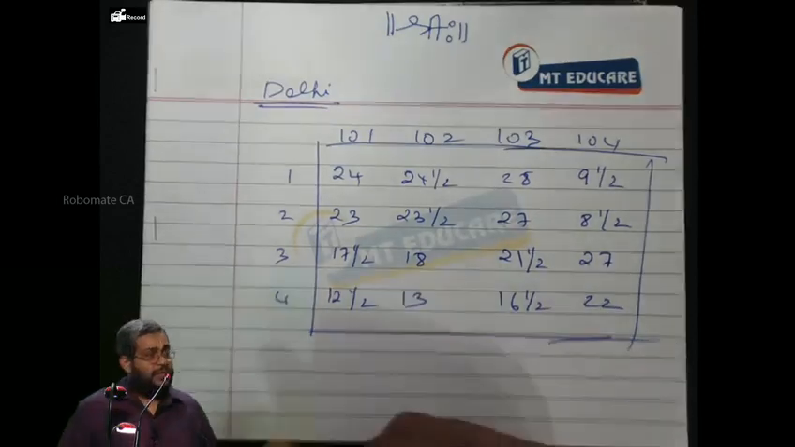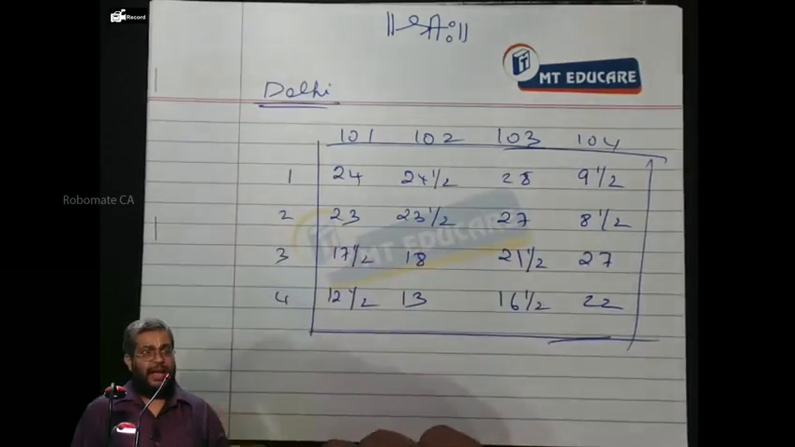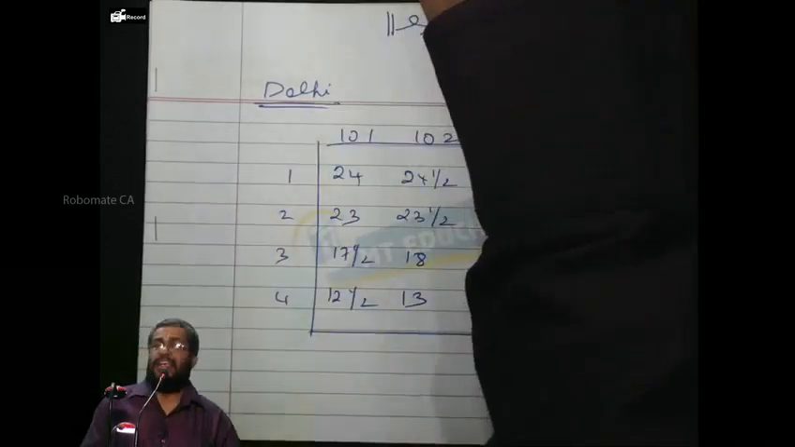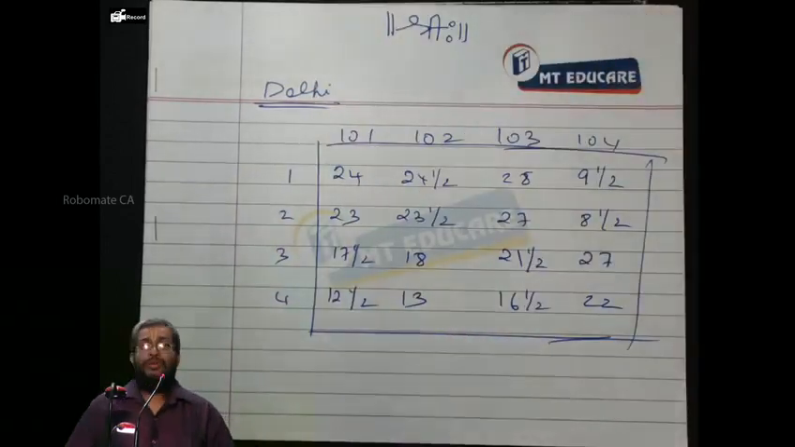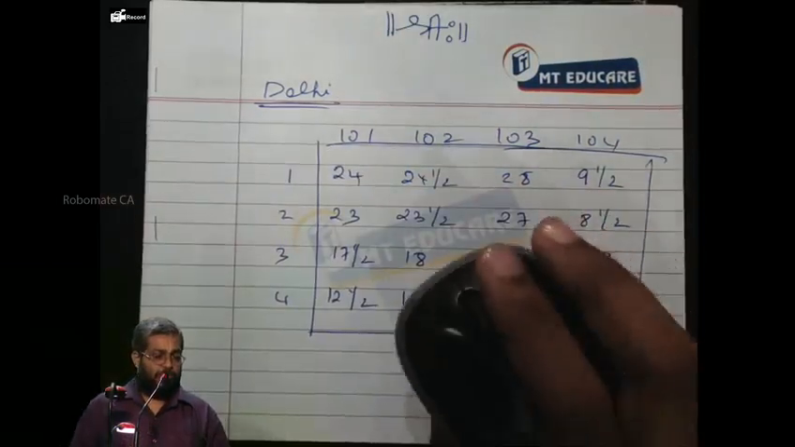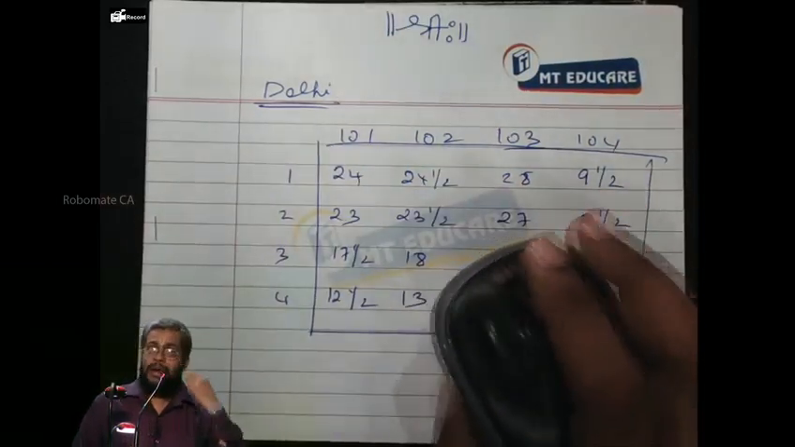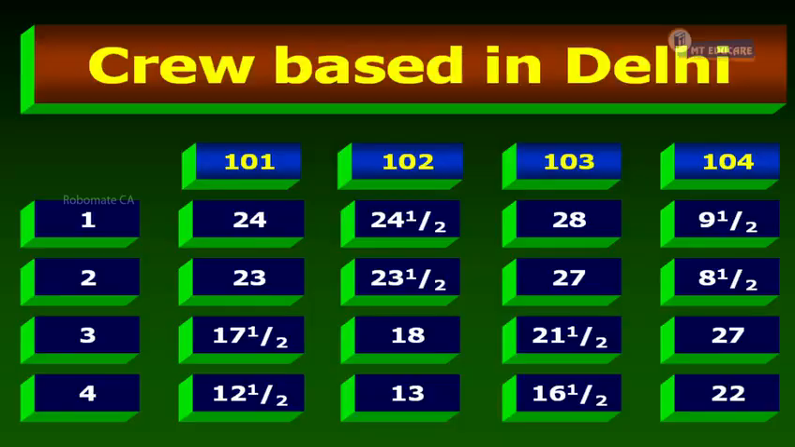Next. The crew need not be in Delhi. I can appoint the crew from Jaipur also. Write down. Next, same type of table. Part 2: layover times when the crew is based in Jaipur.